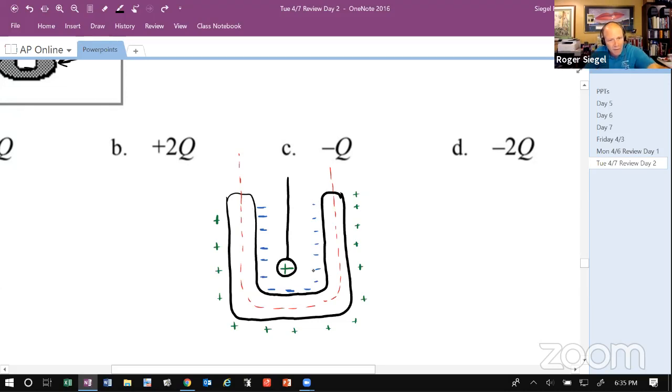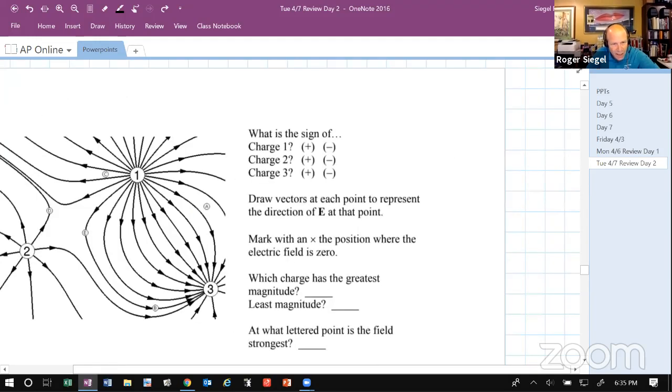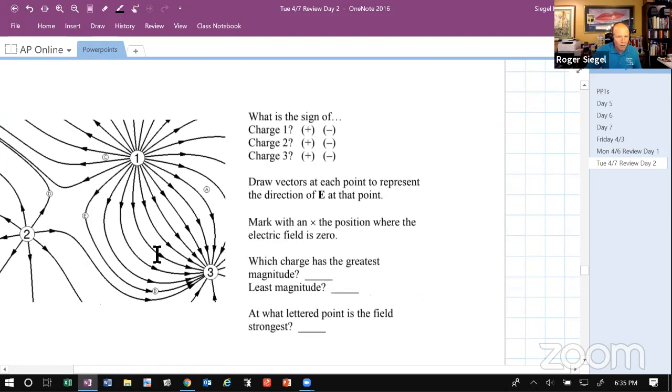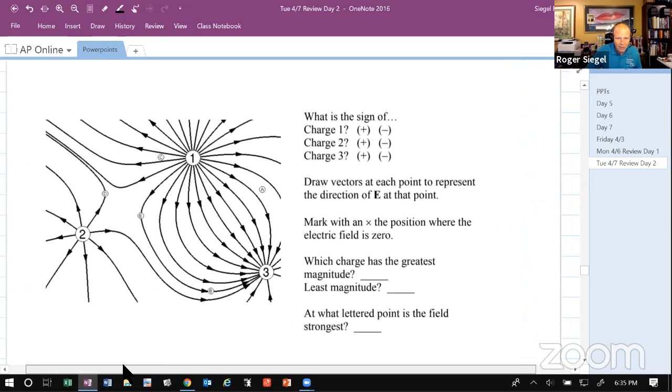So let's back out for a second. The question originally said, if the sphere does not touch the inside of the can, there will be a charge on the outside of the can of what? And that charge is going to be Q plus. The reason I know that is because all of these inside charges add up to Q minus, which means these on the outside add up to Q plus. Isn't that beautiful? Okay, I think I've got one more here, and then we'll throw it back to Frisco, Texas.